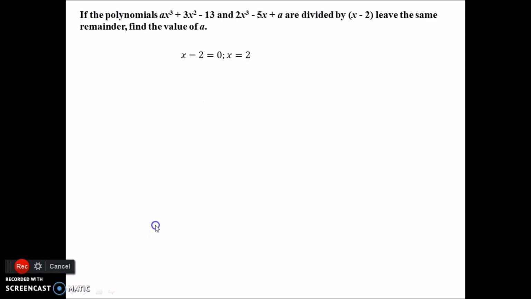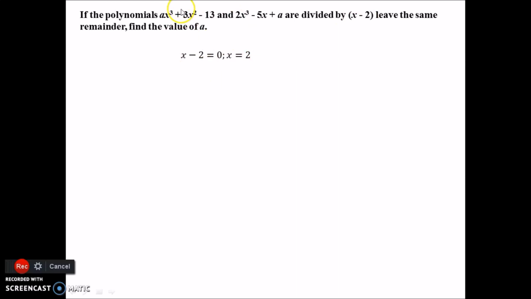Now the next question is, if the polynomials ax power of 3 plus 3x square minus 13 and 2x power of 3 minus 5x plus a are divided by x minus 2, leave the same remainder, find the value of a. So here the question is, by dividing both these polynomials with the same divisor x minus 2, it leaves the same remainder. So for finding out the remainders individually, first we have to find out the 0 of this divisor. That is x minus 2 is equal to 0, which gives me a value of x is equal to 2.